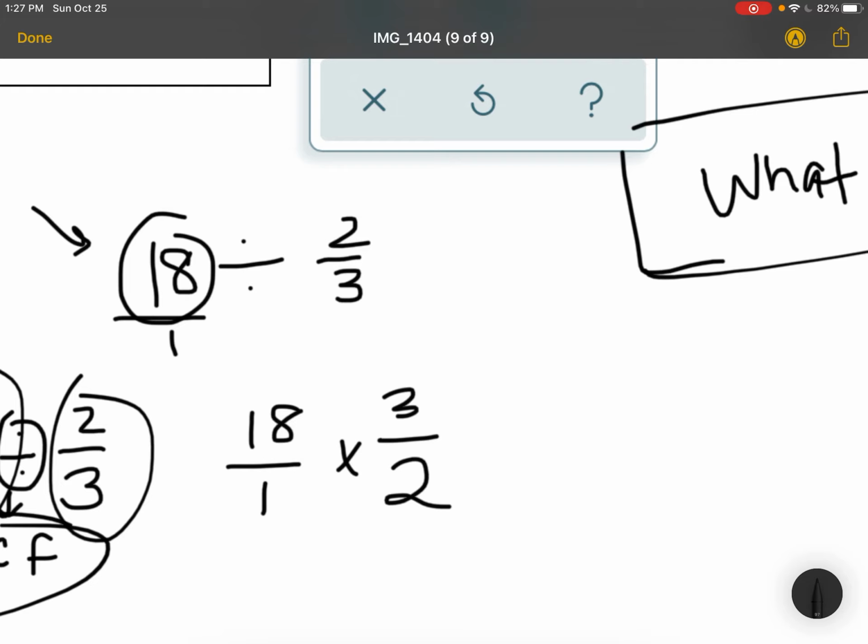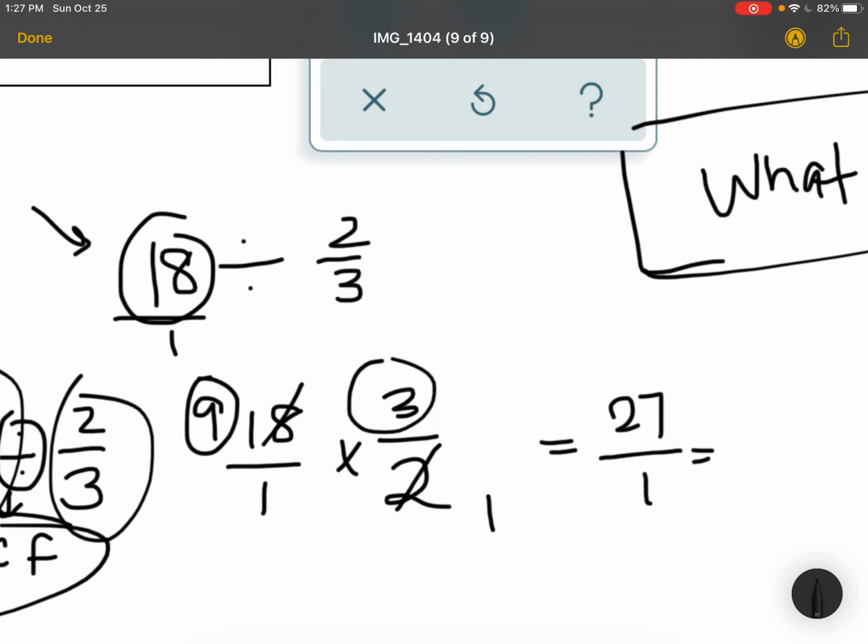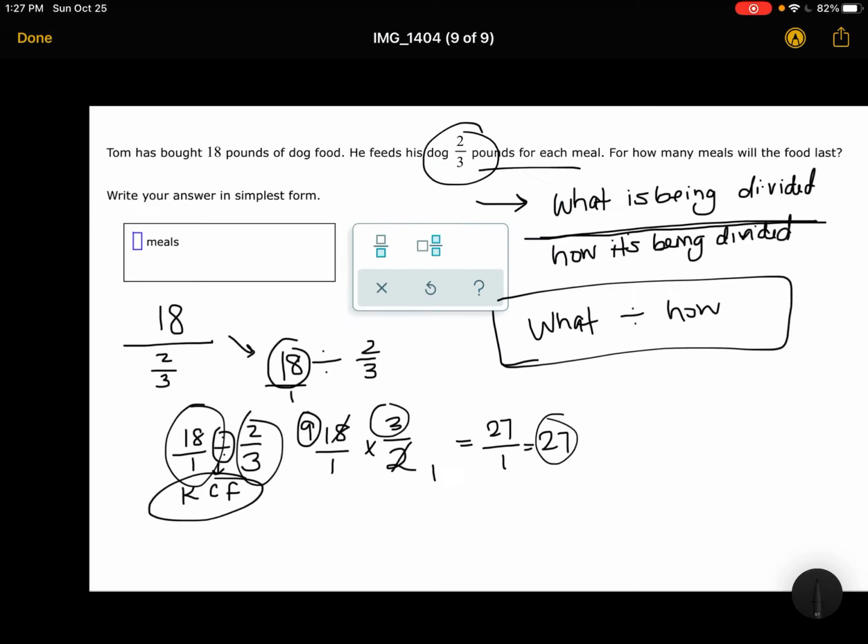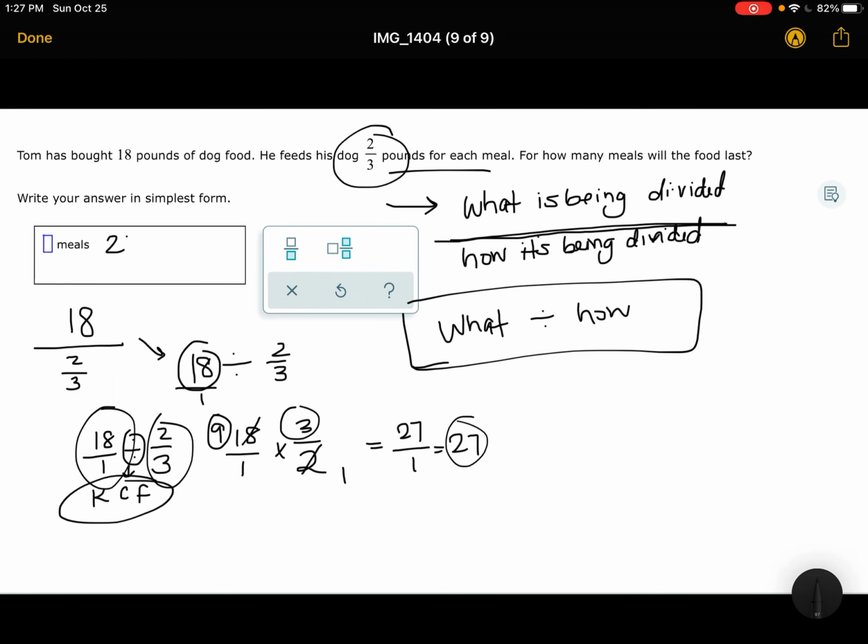Anyway, so I'm going to simplify before I multiply, just to make my life a little easier. So 18 and 2 can both be divided by 2, which will give me 1 and 9. So then I have 9 times 3, which is 27, over 1, which is the same as 27. So the answer is, that can give me 27 meals.